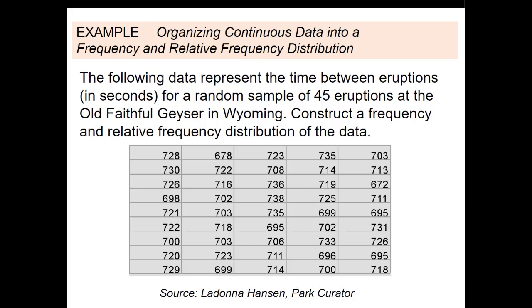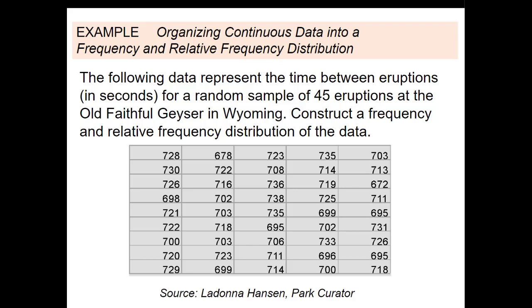So here I have a bunch of numbers, right? There's 45 pieces of data right here, individual pieces of data, and it says that the following data represents the time between eruptions in seconds for a random sample of 45 eruptions at the Old Faithful geyser in Wyoming. Okay, so it's a geyser. This water just spouts out of the earth, and they decided to time how many seconds between eruptions. They gave it the name Old Faithful because it's pretty consistent on how often it will actually erupt.